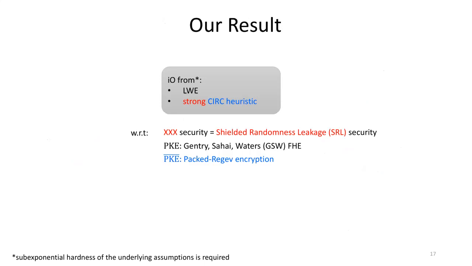So now let me rephrase our result a little bit more precisely. We build IO from LWE and the strong circular heuristic with respect to a new security notion that we introduce, which is called shielded randomness leakage, SRL security, which I'll tell you more about later. But for now, think of it as a security where the adversary has to guess which message is encrypted, like a semantic security experiment, but with additional information on the randomness that was used to produce the ciphertext, so-called shielded randomness leakage.